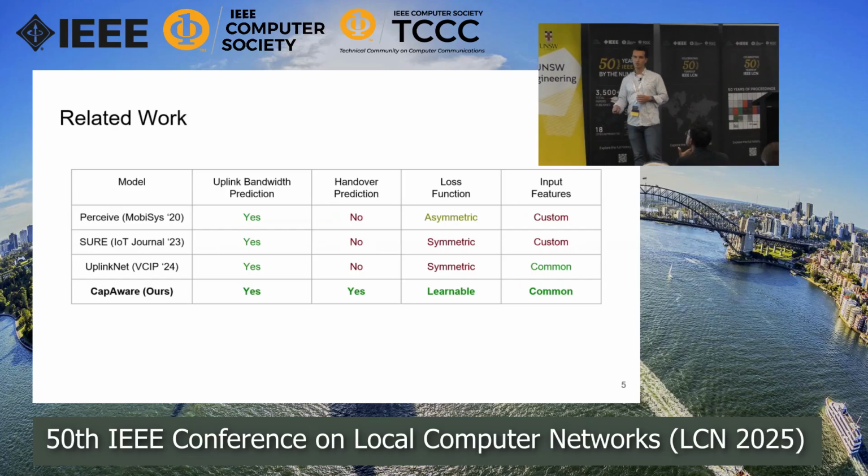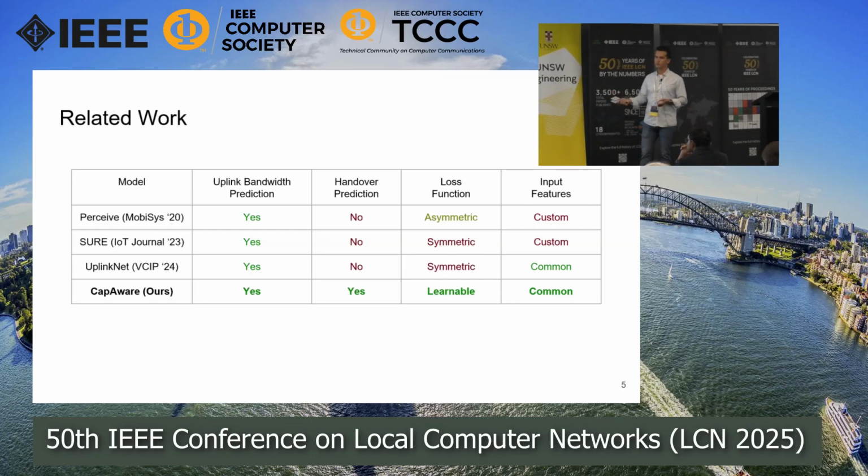Just to give some context of what we are doing compared to prior work, there is some prior work from different conferences in the last 4 to 5 years. Some of them, or all of them actually, can do uplink bandwidth prediction. But most of them don't look at the effects of network handovers. And even some of them don't think about the loss function at all. There is only one prior work that is using an asymmetric loss function, but this is very static, and it's not actually learnable. It doesn't change its behavior depending on what's going on in the network trace, for example.